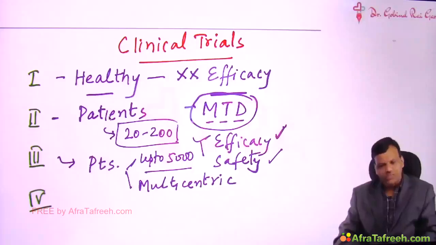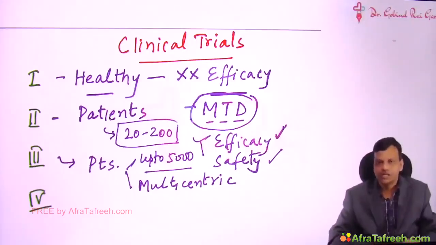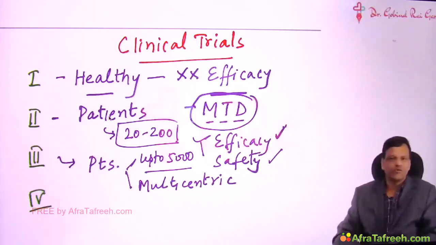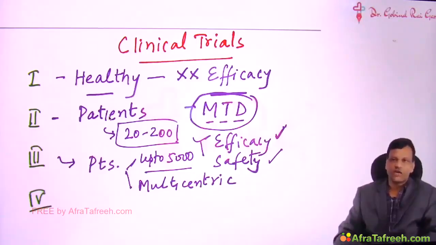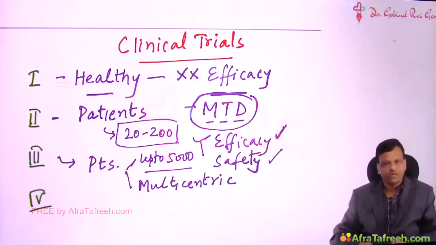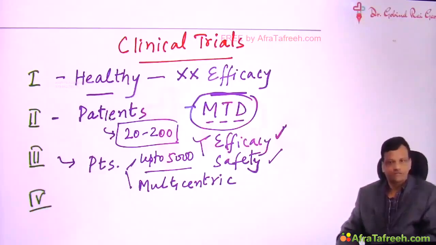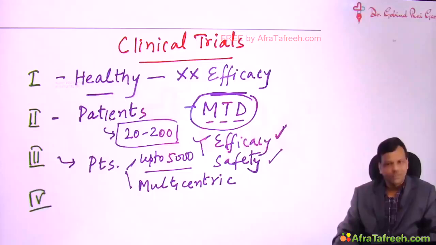Now, why do these two differences? First, why in a large number of patients? We already said, to confirm the efficacy. Because if the drug is found to be safe and efficacious in 5,000 patients, most likely it will be efficacious. So the difference between phase 2 and phase 3 trials is, phase 2 is an indication of efficacy, whereas phase 3 is confirmation of efficacy. Now why do it in multiple centers?